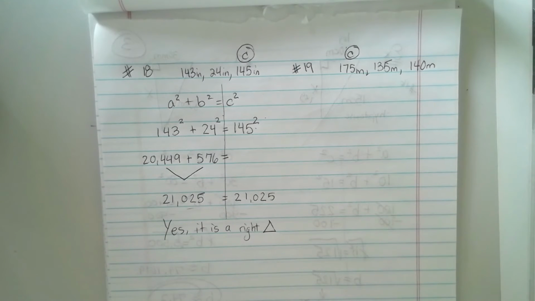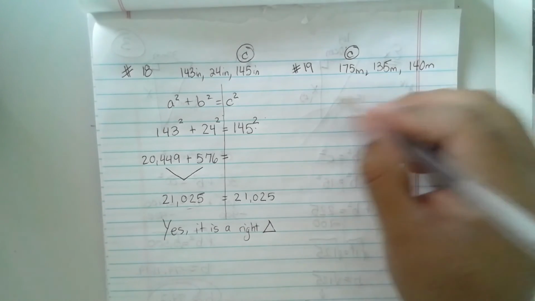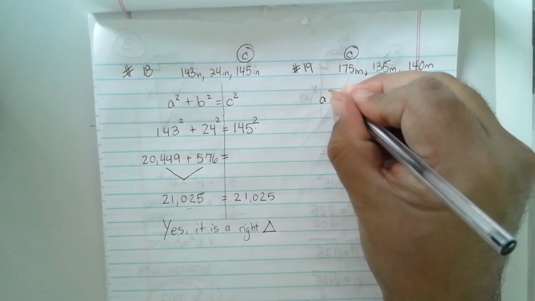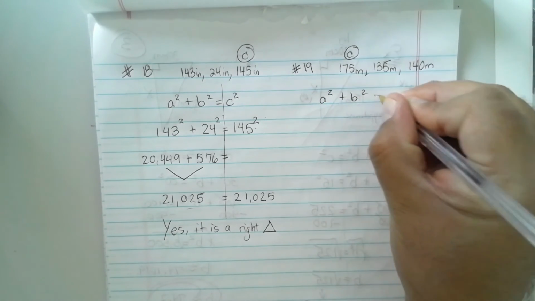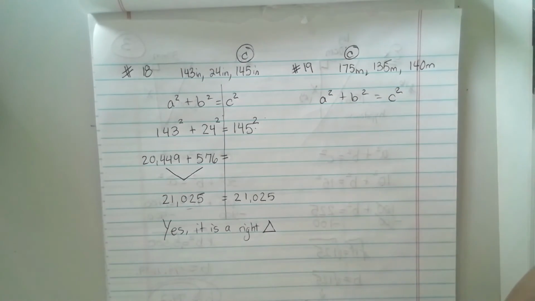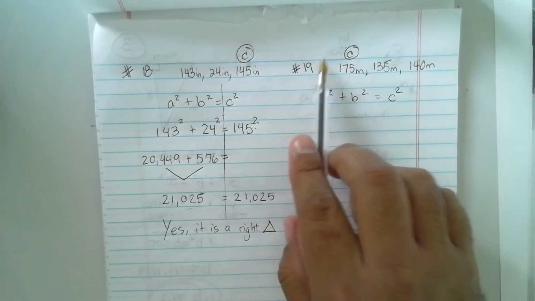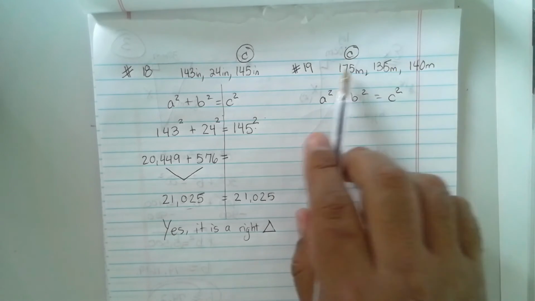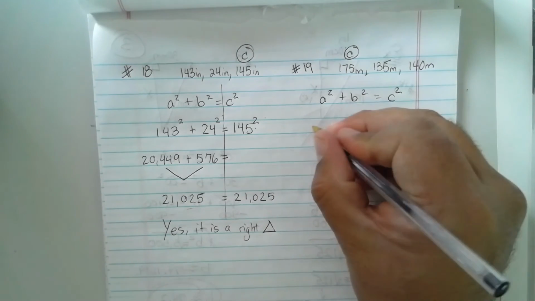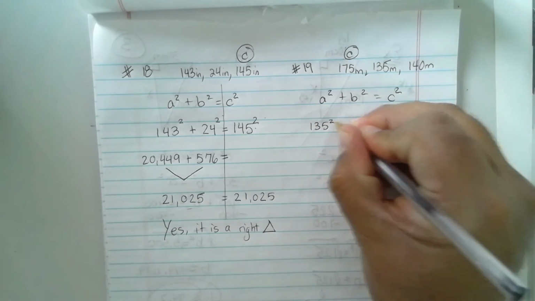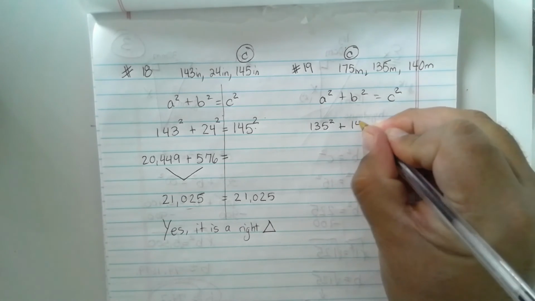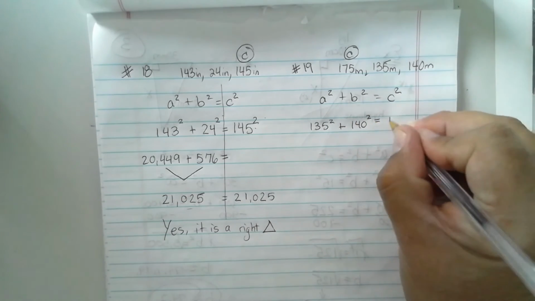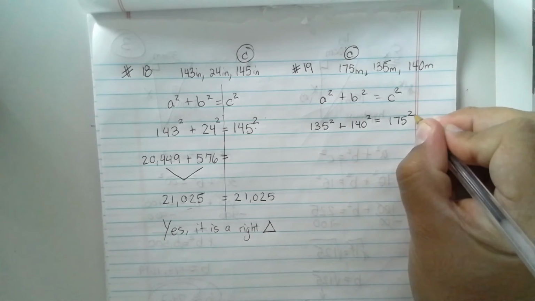All right, class. Is it a right triangle? Yes or no? No, it's not. Very good. Again, we can test this by using this formula again: A squared plus B squared equals C squared. It is very important to understand that the greatest side will always be your hypotenuse, which will be this one here. So I'll go ahead and plug it in. 135 squared plus 140 squared is equal to 175 squared.